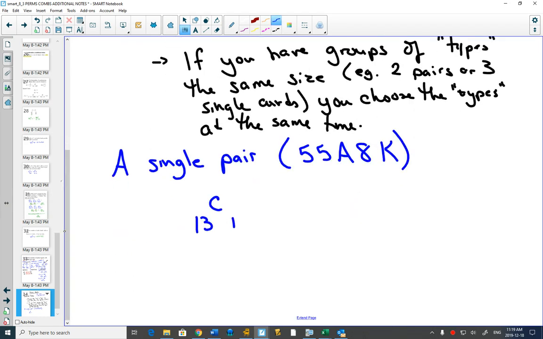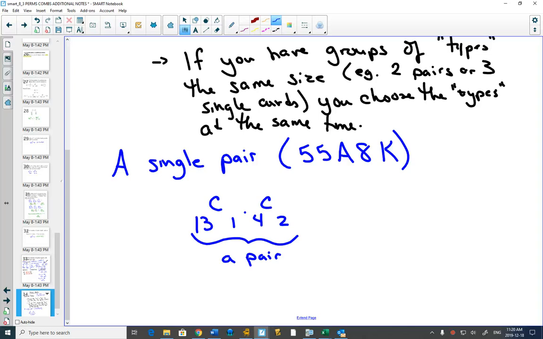For a pair, how many cards do we need? 2. How many 5s are there in the deck? 4. So when we choose the specific cards, we say, well, there's 4 5s. I need to choose which 2 I'm going to do. This together is a pair. And it counts all the pairs possible. And now to go with that pair, I need to choose 3 single cards.